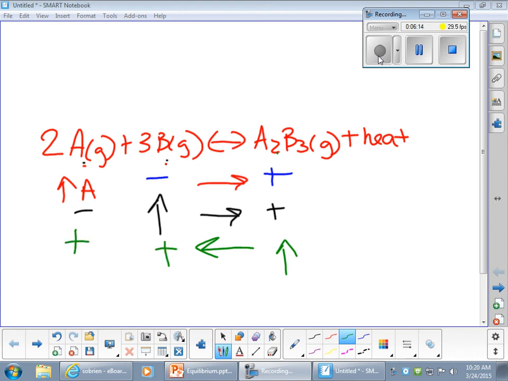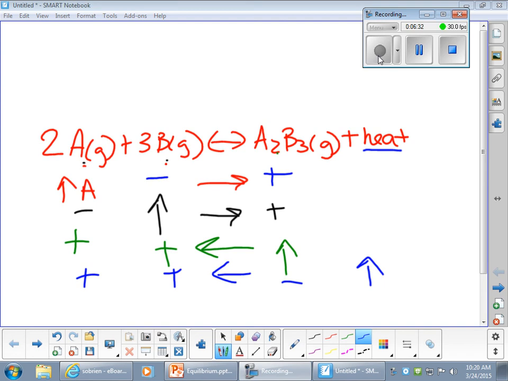Let's look at temperature. If I increase the temperature, well, here's my heat. I would shift in the opposite direction, which would be to the left. Whatever direction you shift, everything on that side goes up. So if I shift to the left, everything on the left goes up. Everything on the right goes down. The A2B3 got used up to make A and B.